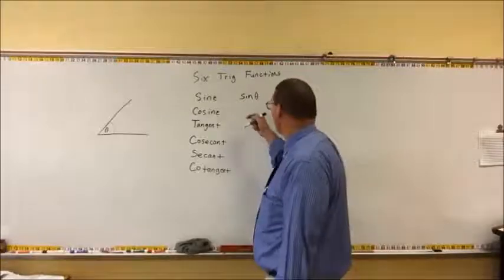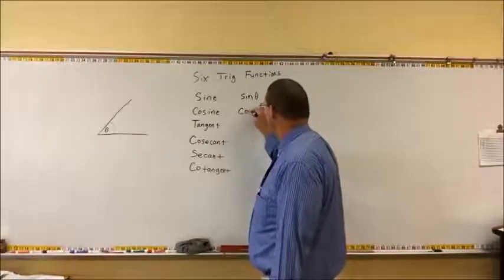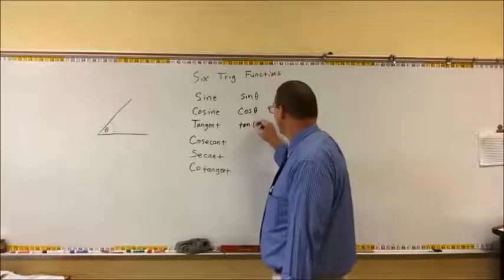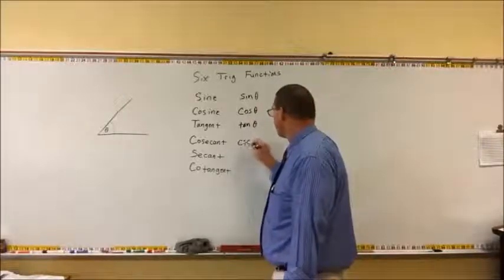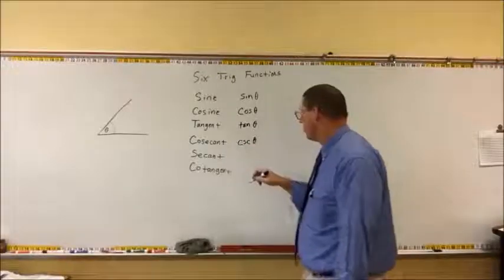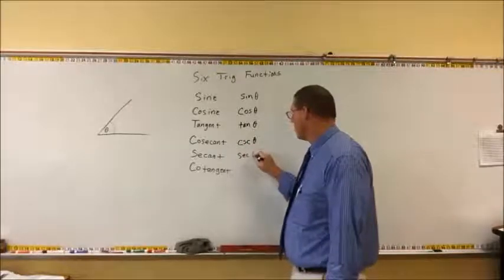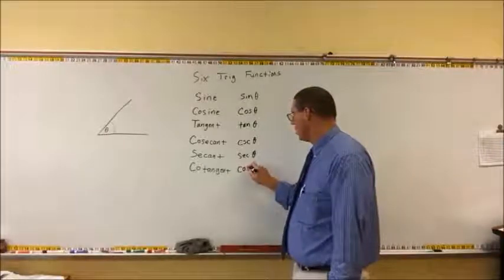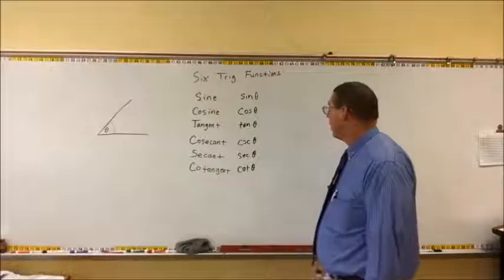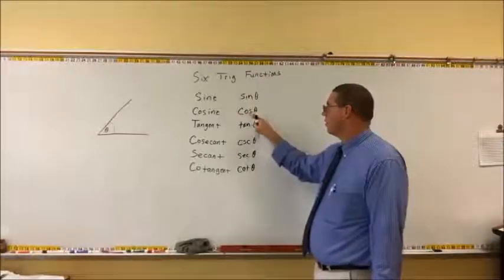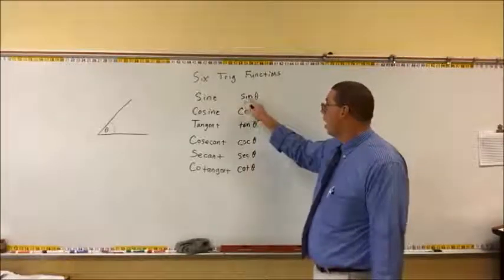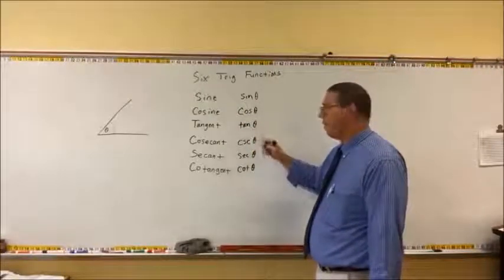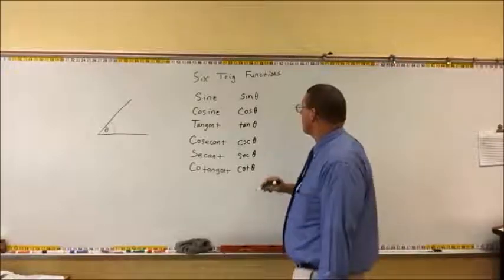Okay? So we would write sine of theta, we would write cos for cosine of theta, tan for tangent of theta, csc of theta for cosecant, sec of theta for secant, and then for cotangent, cot of theta. And when you put the theta right next to the sine and the cosine and everything, you say of. So sine of theta, cosine of theta, tangent of theta.